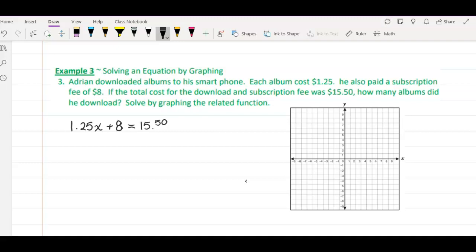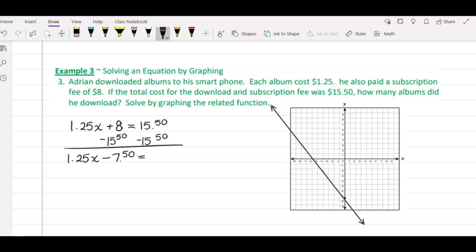Let's solve by graphing the related function. To graph the related function, this is an equation, so let me get it into function form by subtracting 15.50 from both sides. Subtracting 15.50 from both sides gives us 1.25x minus 7.50 equal to 0. Now all I have to do is replace this 0 with a y, because remember, to graph a linear function, we need to have an x and a y value.